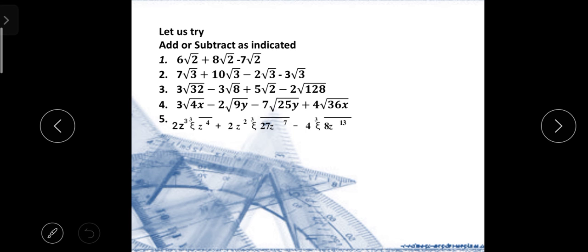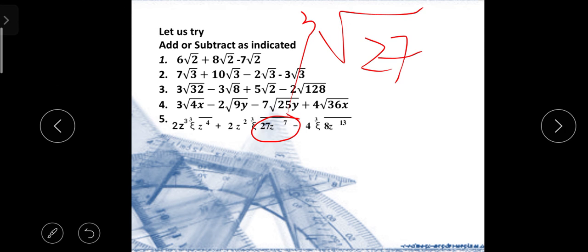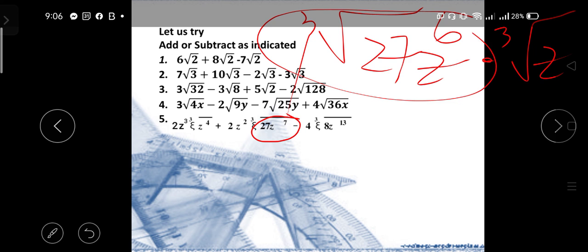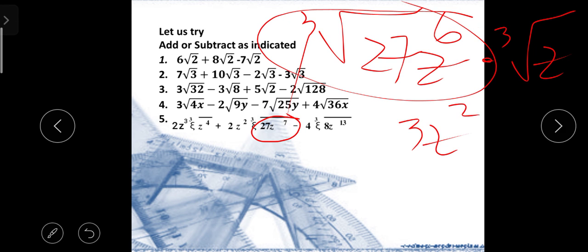On the second term, ang nailabas natin is, di ba meron tayong 27z raised to the 7th power. Ito po yun. 27z raised to the 7th power. So, ito yung pinaghiwalay natin na cube root of 27z raised to 6 times cube root of z. Okay? So, ito, nung finactor natin ay 3z squared. So, itong 3z squared, imumultiply natin doon sa original na nasa labas. Ba't 2z squared itong nandito?